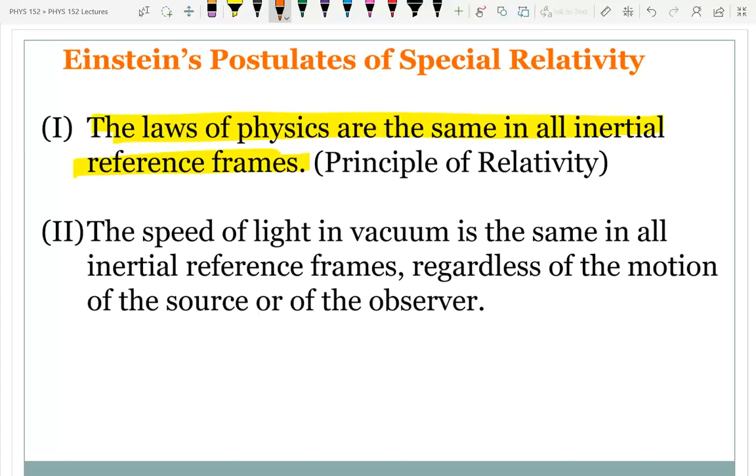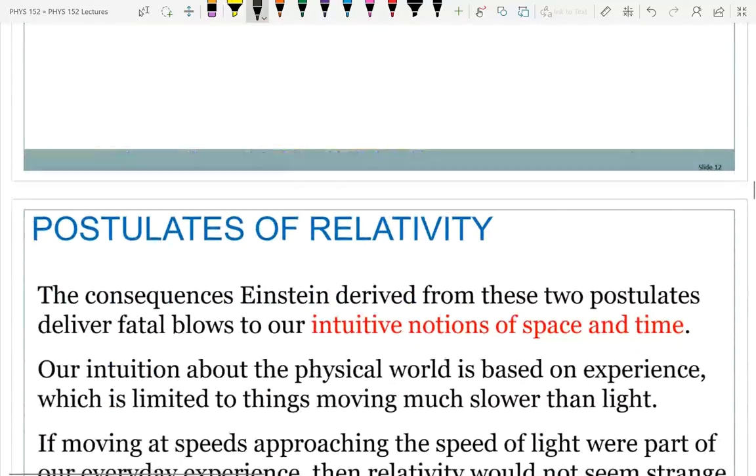The second of our postulates is the speed of light in vacuum is the same in all inertial reference frames. So those are our two postulates. That's some pretty simple starting positions. That's not anything complex or difficult to work with. So how's that going to play out?